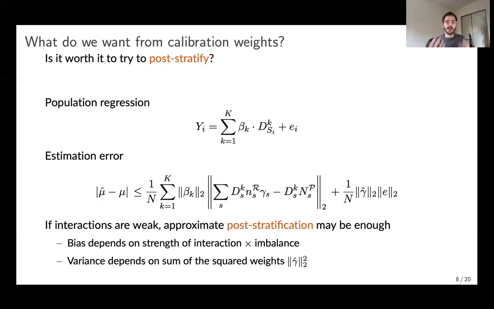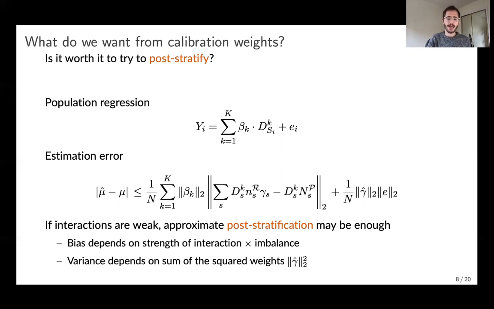The takeaway here, and it's kind of hard to parse in real time, is that if the interactions are weak, it shouldn't be that big of a deal that we don't get exact balance on these higher order terms, right? We do think that main effects, this linear term, are really important, so we can try to make sure that's exactly balanced. Second order interaction terms are also maybe important, so we should try to get as good balance as we can on that. But for anything higher, we can maybe get away with only approximate balance, only approximately post-stratifying.